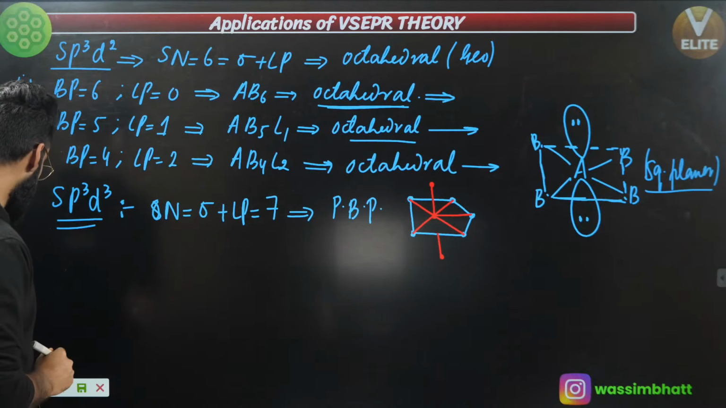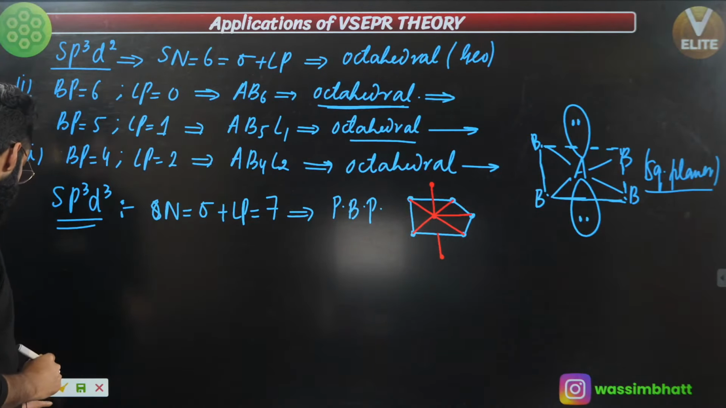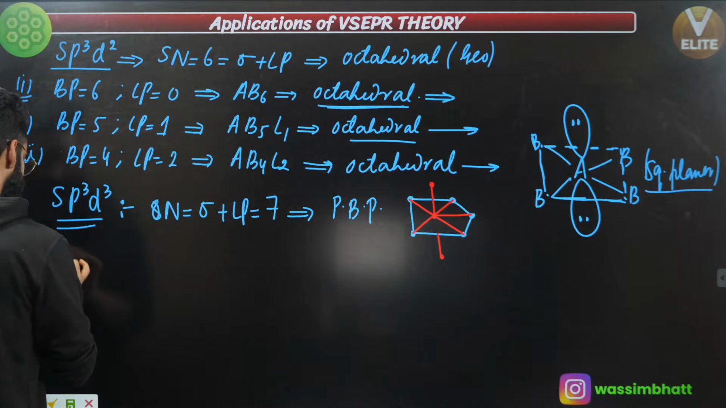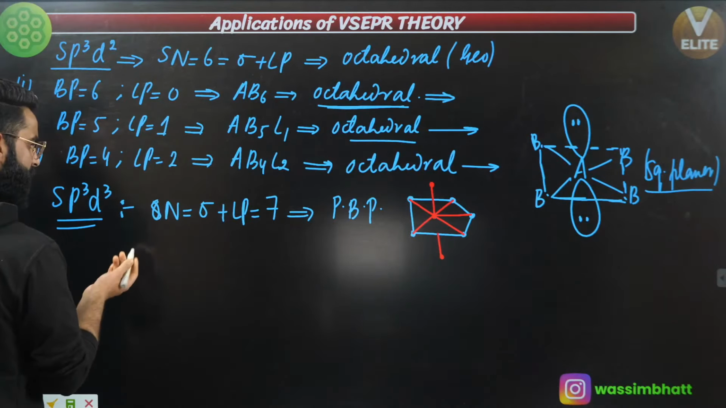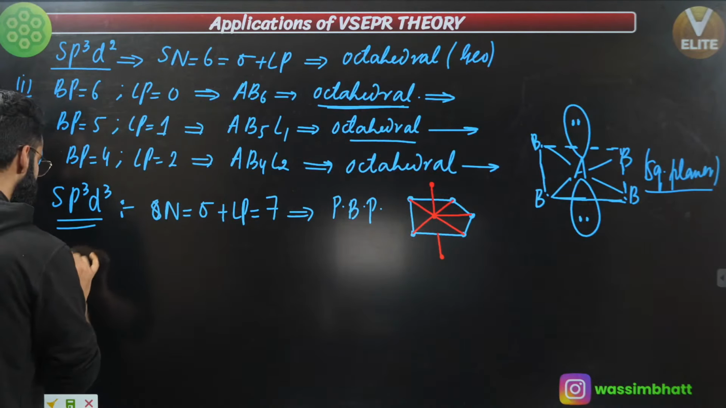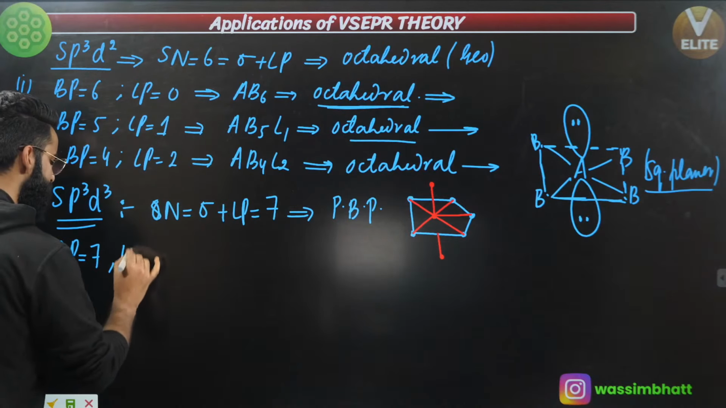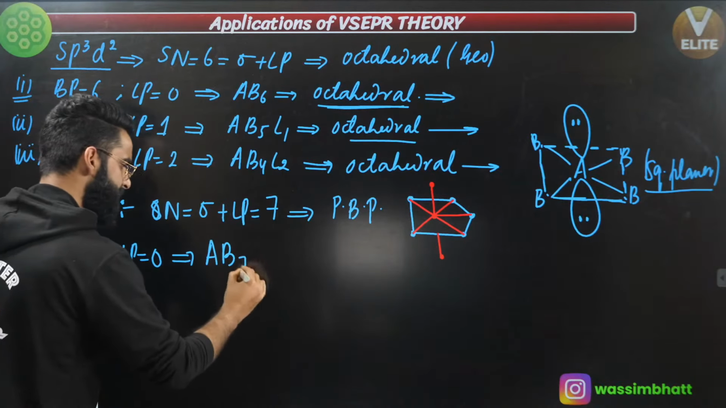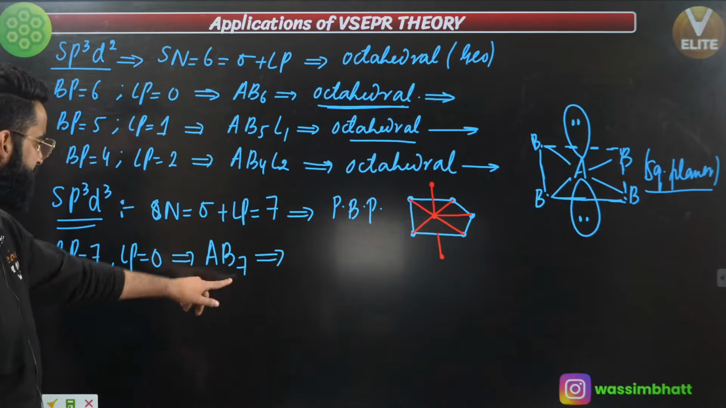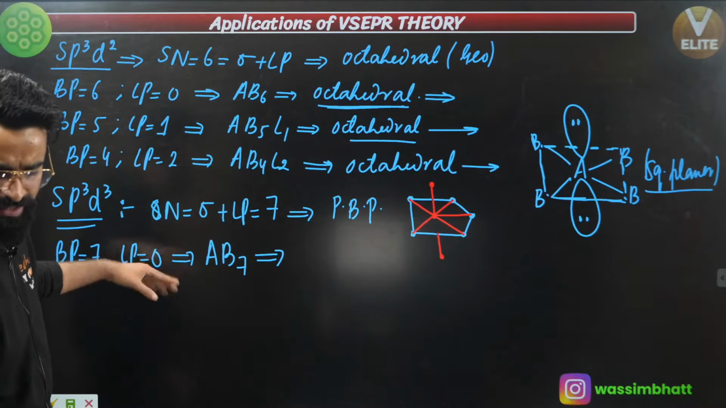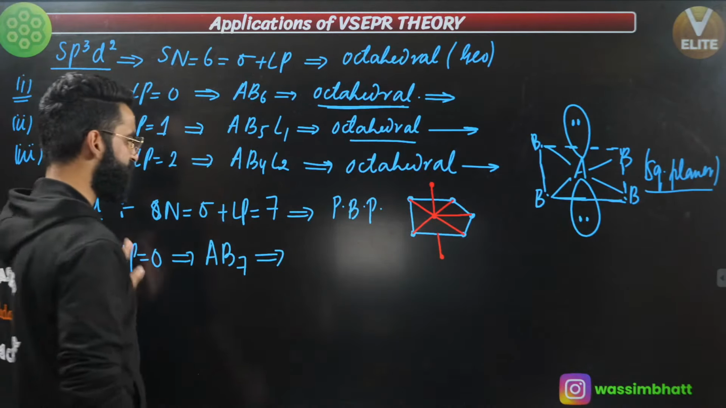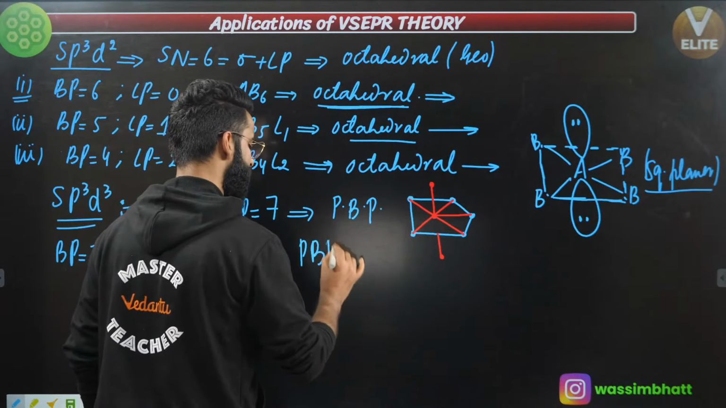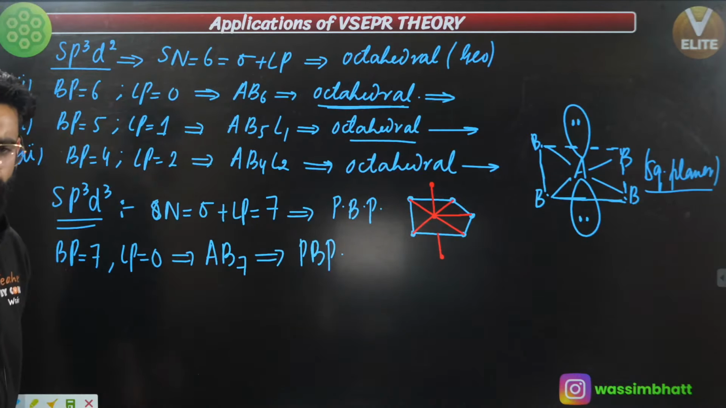Now see what you are going to remember right here. Number one, the first case: I have got a molecule in which there are 7 bond pairs and 0 lone pairs. The type of the molecule is simply going to be AB7. If the type is AB7, since there are 0 lone pairs, whatever is the geometry, the same is going to be the shape. Geometry and shape both are going to be pentagonal bipyramidal.